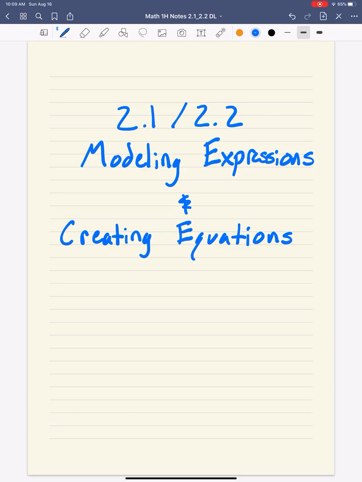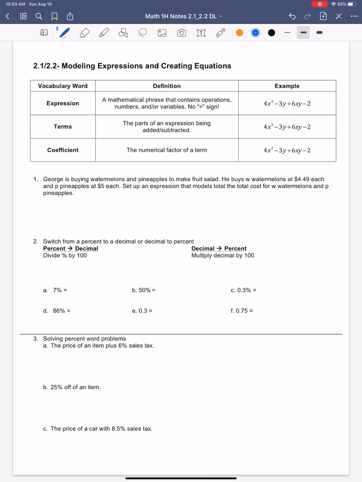Okay, we're going to jump into 2.1/2.2, which is modeling expressions and creating equations. And we're going to start with some vocab terms here. So the first vocab word we've got is expression. It says a mathematical phrase that contains operations that could be like plus, minus, multiplication, or division, numbers, and/or variables, but it does not have an equal sign, so no equal sign. So that part there is important.